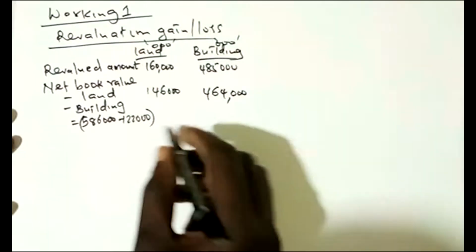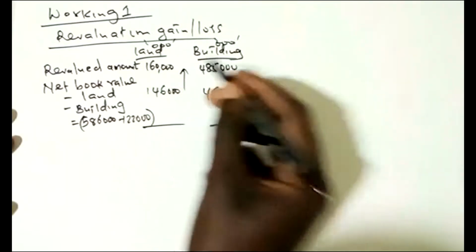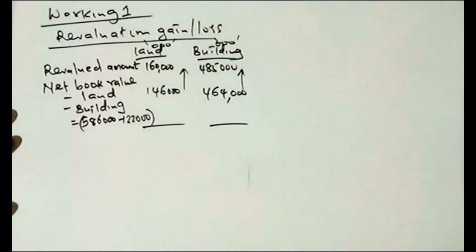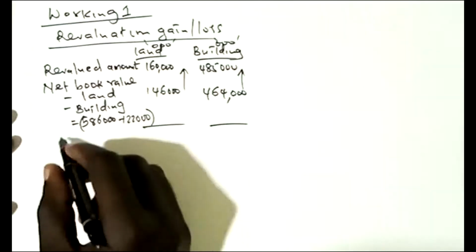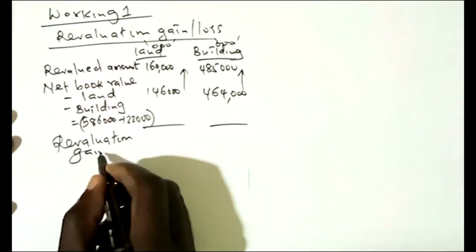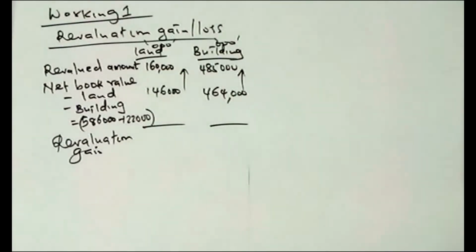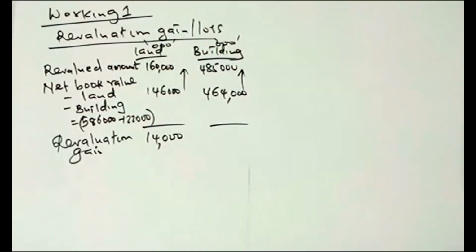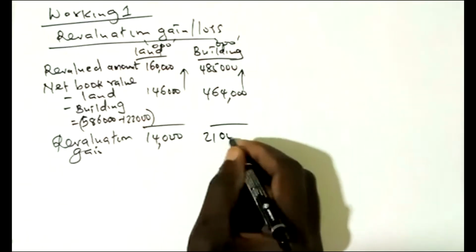So that is 464. So you can see now here, the land and buildings were revalued upwards. So that is a revaluation gain. We compare the net book value and the revalued amount. That is 160 minus 146, so this is 14,000. Then we have 485 minus 464, and this one is 21,000.